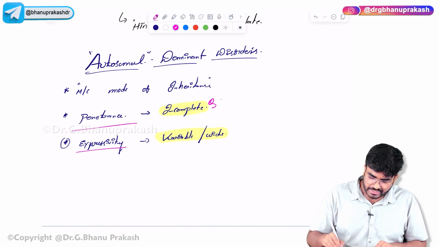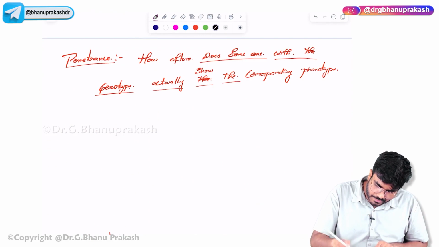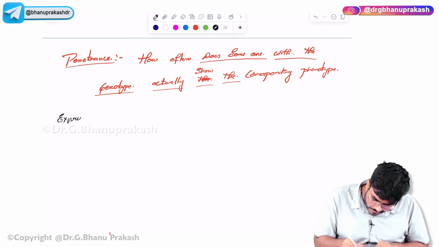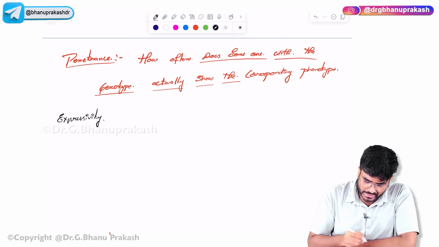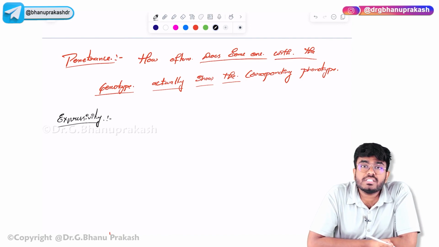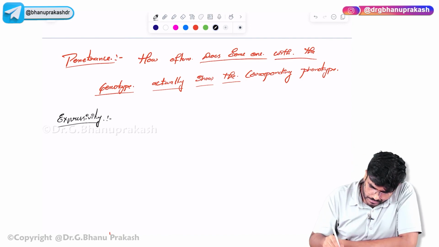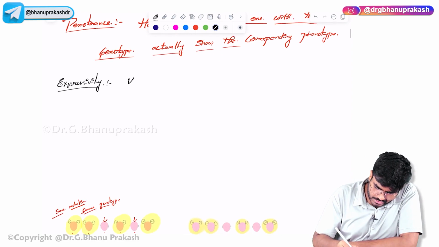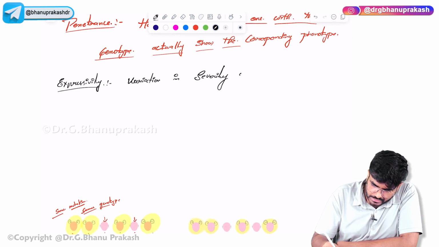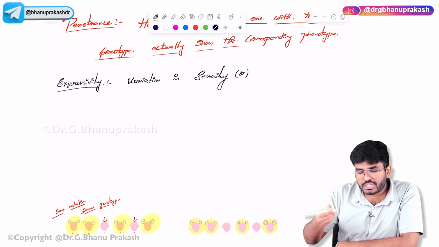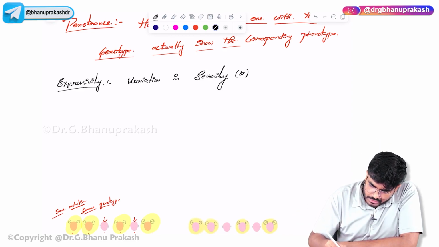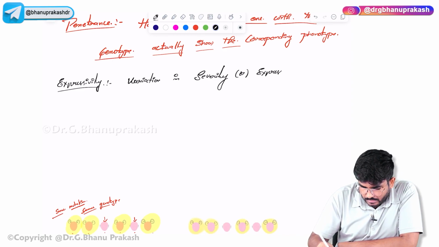Then what exactly is expressivity? Okay. So let me write here expressivity. What exactly do I mean by expressivity? Expressivity means variation in the severity. Okay. Expressivity is variation in severity, or you can say variation in expression of phenotype.